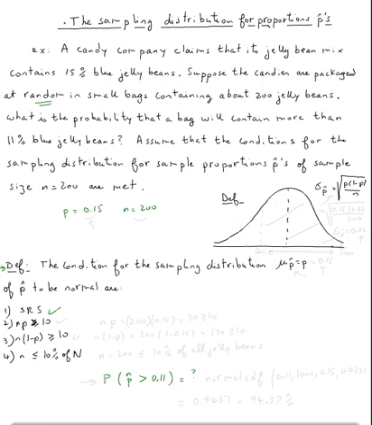We need to check that np is bigger than or equal to 10. What is np? n is 200 and p is 0.15. If we multiply them together, you will get 30, which is bigger than or equal to 10. Again, what is n times 1 minus p? n is 200 times 1 minus 0.15. If you use a calculator, you get 170, bigger than or equal to 10.